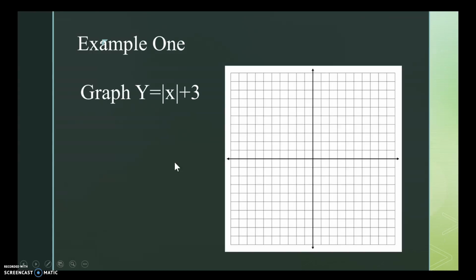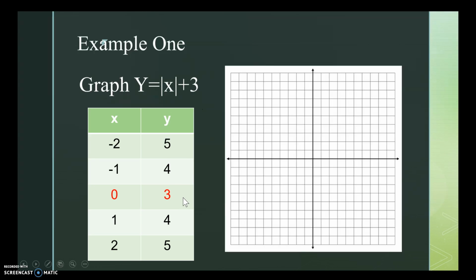Okay, so let's look at example 1. We're going to graph y equals the absolute value of x, plus 3. When we do that, we want to pick 5 values, and we want to find the middle value. It's pretty easy with this one because the middle value is still going to be 0. There's no horizontal shift left or right. The 3 on the outside will shift it up and down.